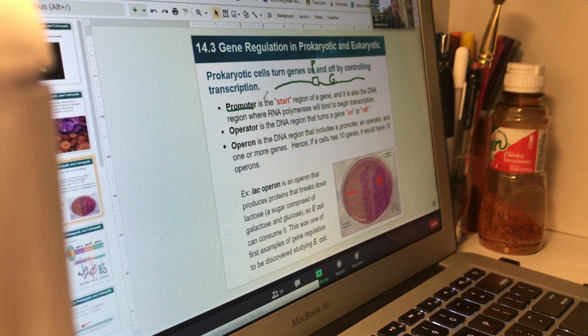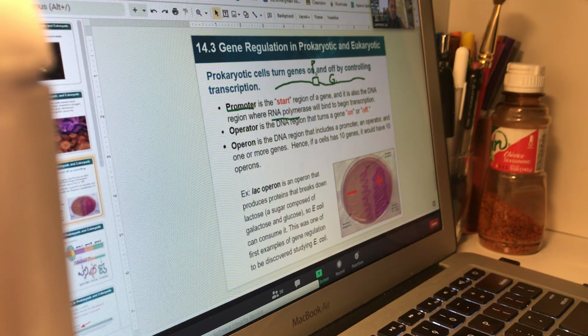So promoter is the start region of a gene. It's also the region where enzymes of your cells, like for example, RNA polymerase, which carries out transcription, bind to the promoter. That's how they know where the genes are. They look for a promoter. So every time they find a promoter, which is a certain sequence, okay, it has a certain order, it has a certain DNA sequence.